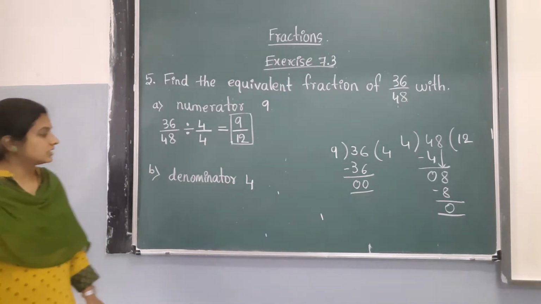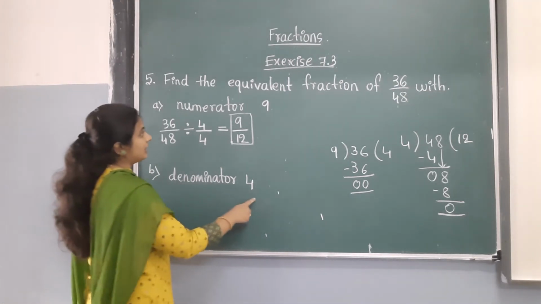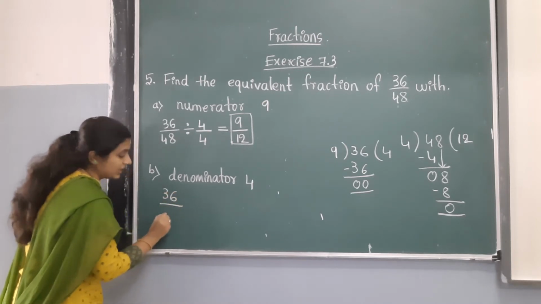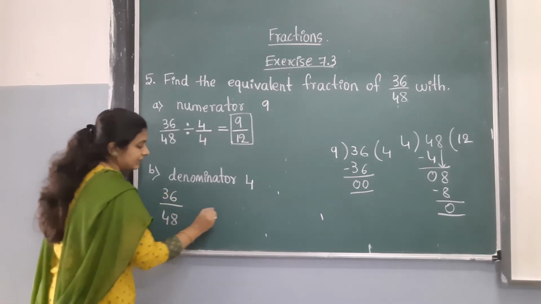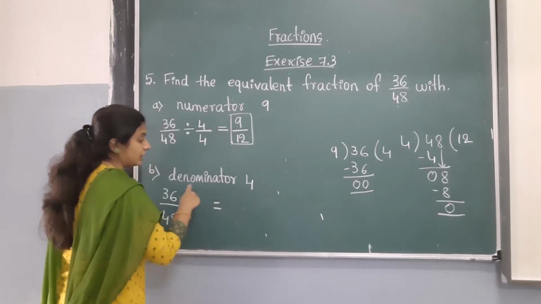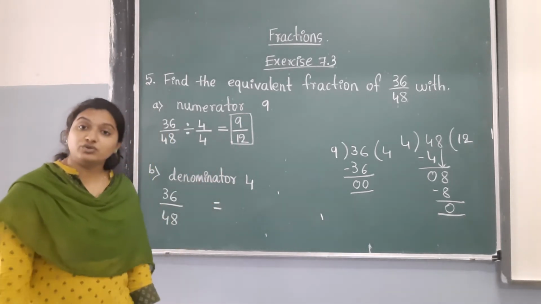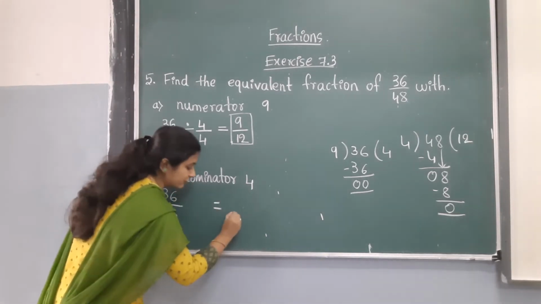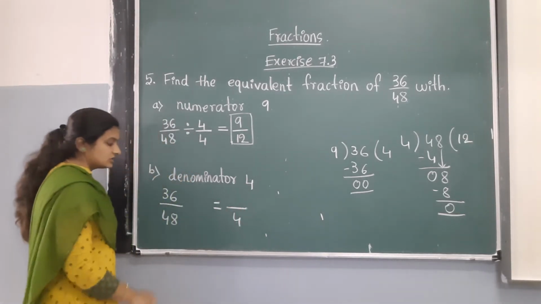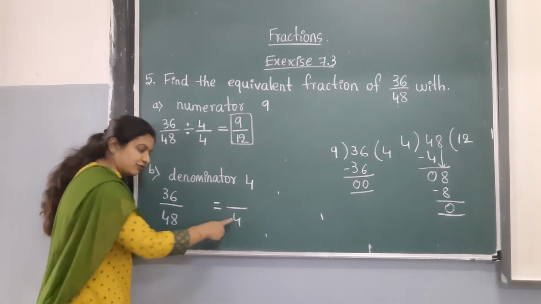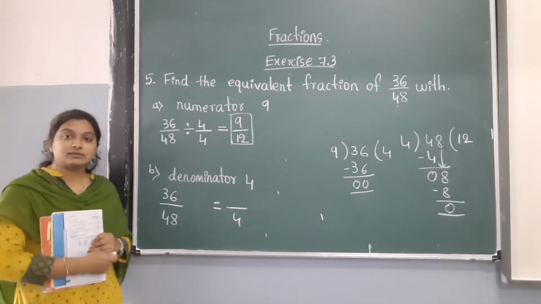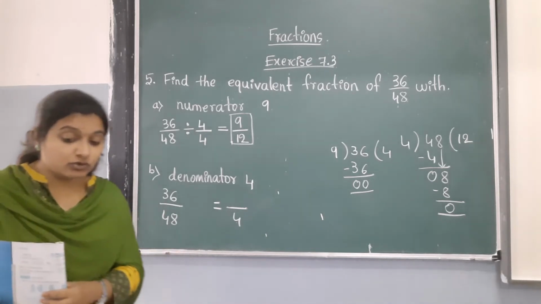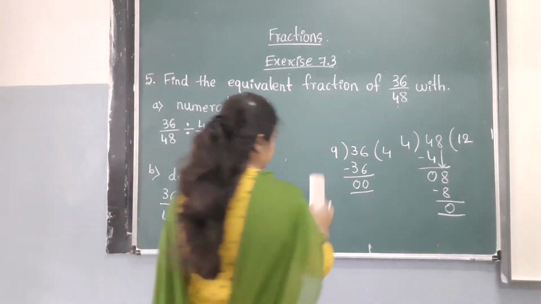Understood children? So now come to B question. Denominator 4. First we have to write the main question, 36 divided by 48. Leave some space and put is equal to denominator 4. Where do we have to write 4? In the denominator place, 4. So now again, is 4 there in the 48 table? No. 48 is a big number, teacher, in that 4 is not there. So at that time what do you have to do? Divide.